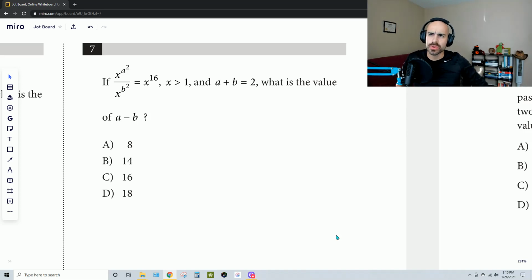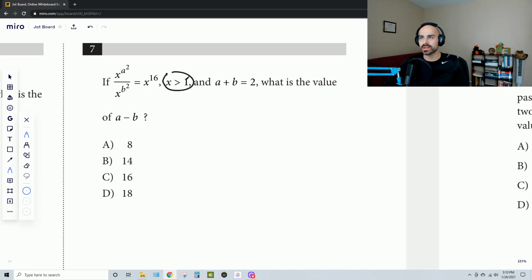All right, so what makes this problem particularly difficult is that there's two rules that aren't used all the time or too frequently, but at least once a test. So I'm excited that they're combined in this question here. And what they're asking us to do is figure out what a minus b is if we know all this other stuff. And that is that, well, let's just let that speak for itself for a second.